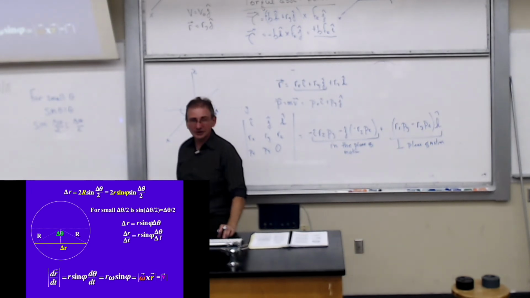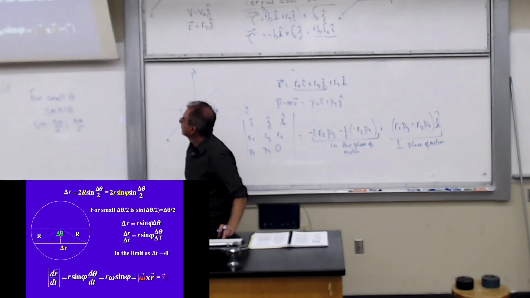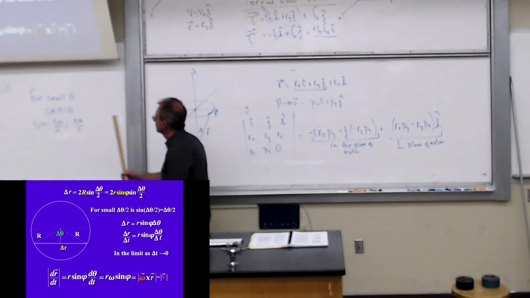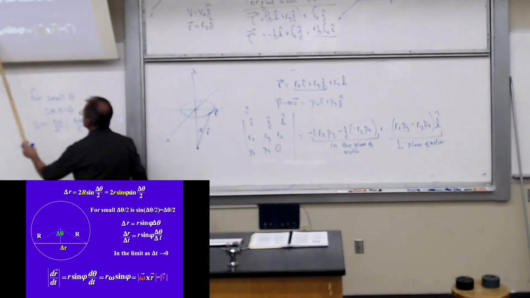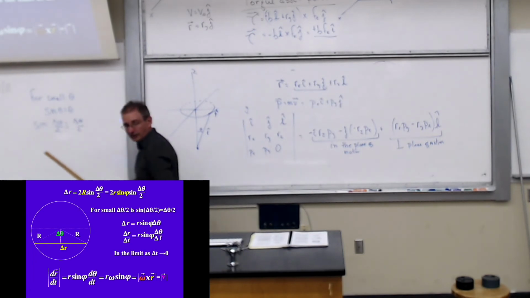What's delta theta over delta t? Omega. So in the limit as delta t goes to 0, this is omega. So dr dt is R omega sine of phi.